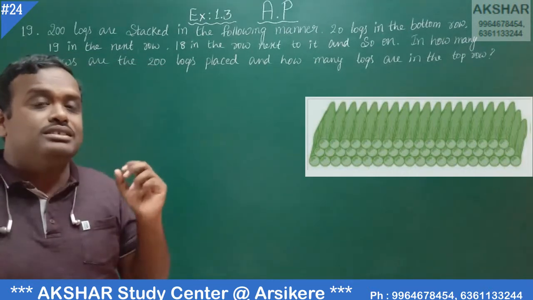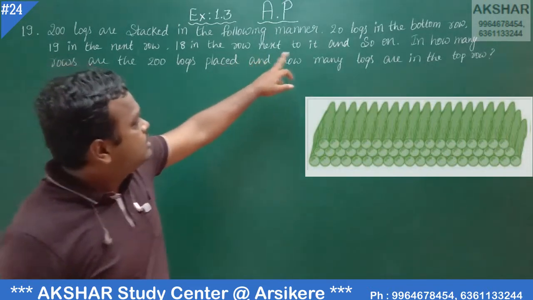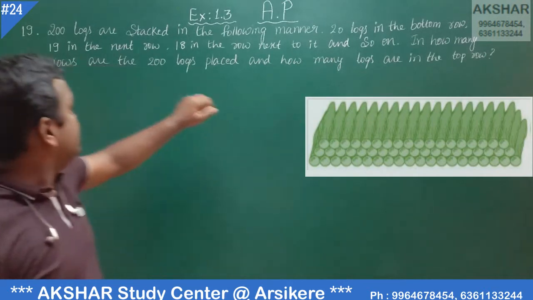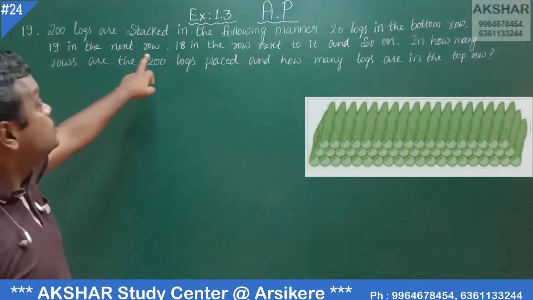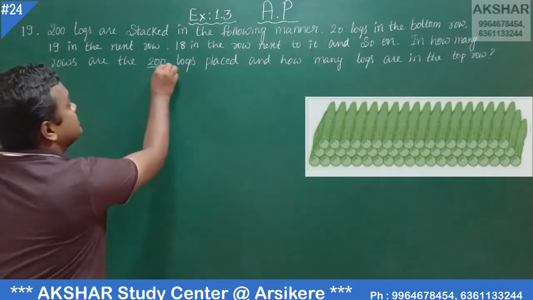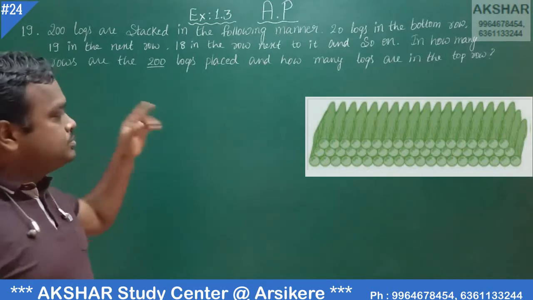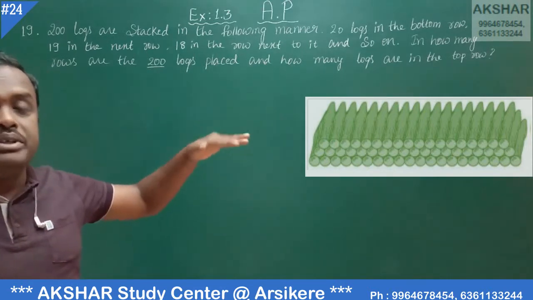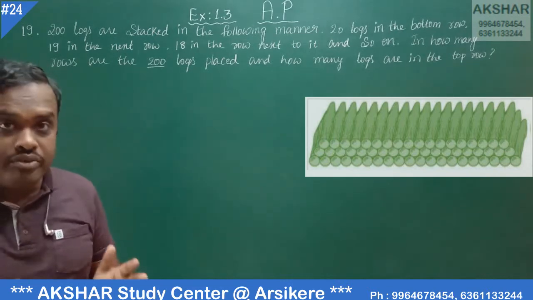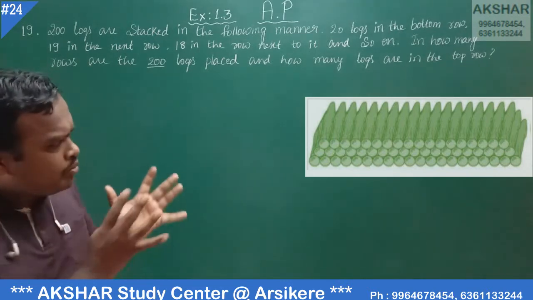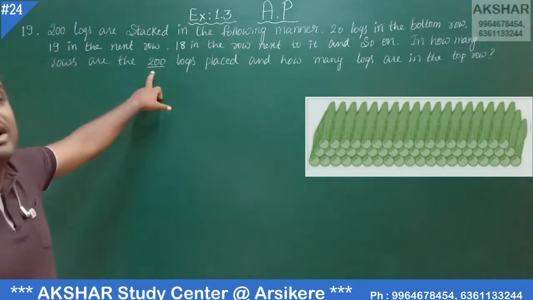Okay, come, let us see what we have to find. We have to find, in how many rows are the 200 logs placed. That means, children, how many rows means first row, second row, third row, so here we need to find the number of rows. Okay, we have to find the number of rows. Here how many logs are there in total? In total they have given 200 logs.